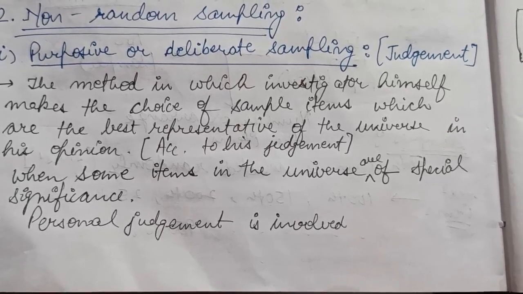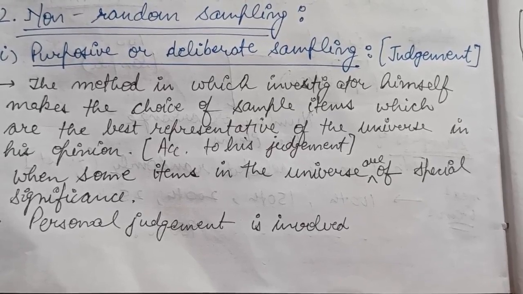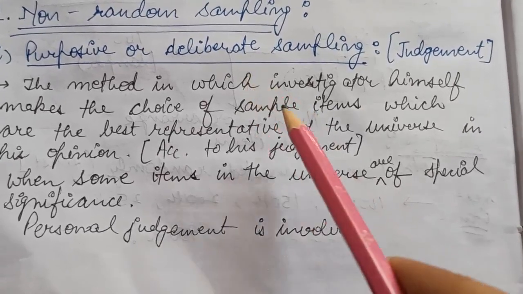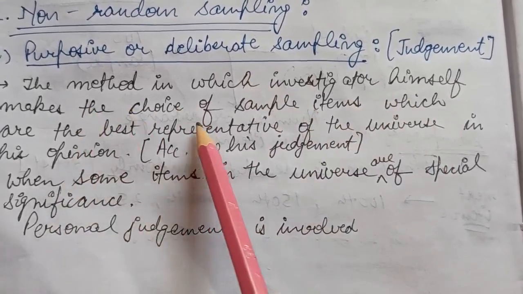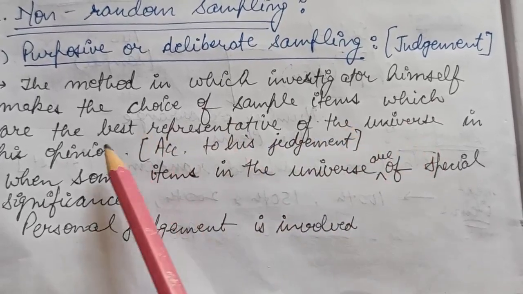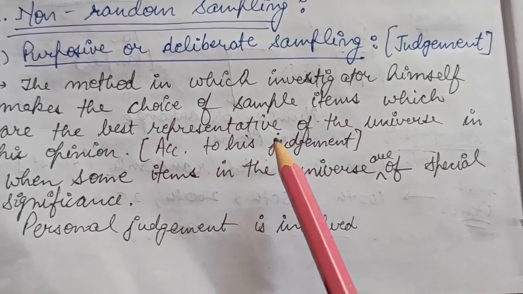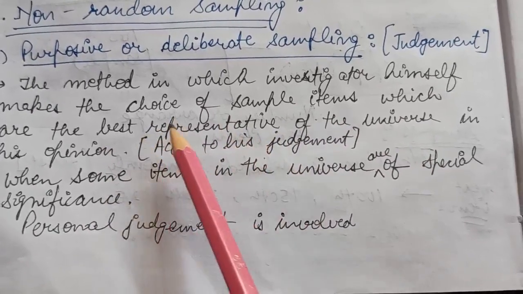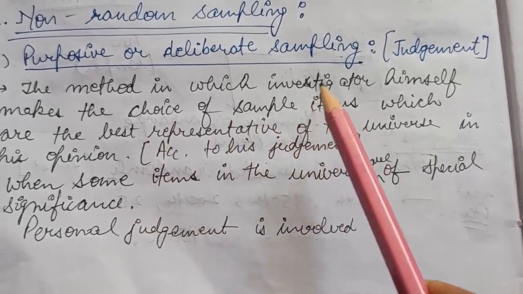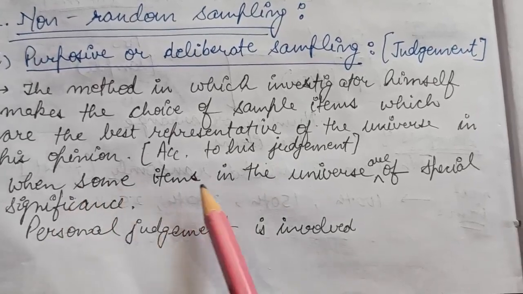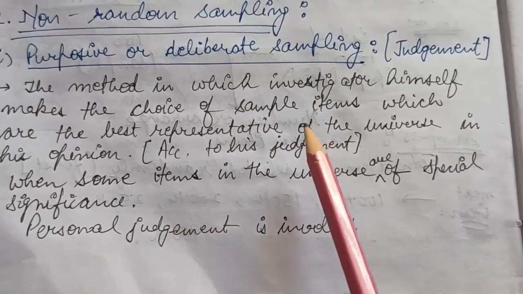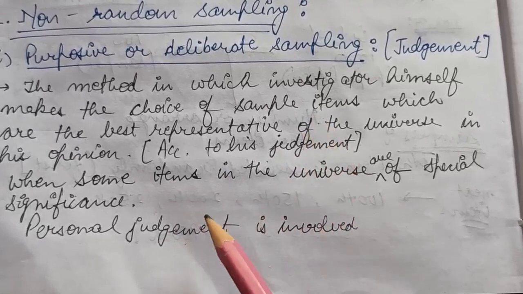From the name itself, it is clear that judgment sampling may include the judgment of the investigator. So, this is the method in which the investigator himself makes the choice of sample items which are, in his opinion, the best representative of the universe. That is, according to his judgment, whatever items he thinks are the best representative of the universe will be taken as the sample items by the investigator. When some items in the universe are of special significance, this type of sampling method is used, and in this method the personal judgment of the investigator is also involved.